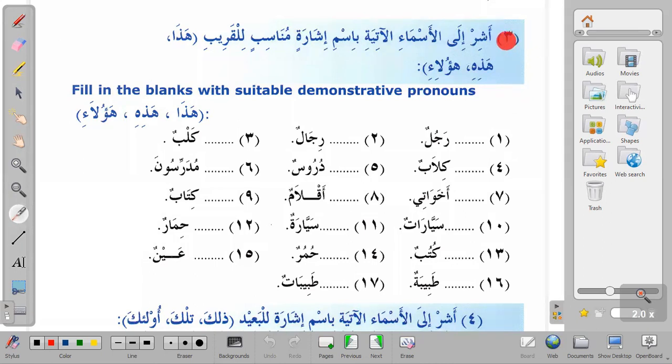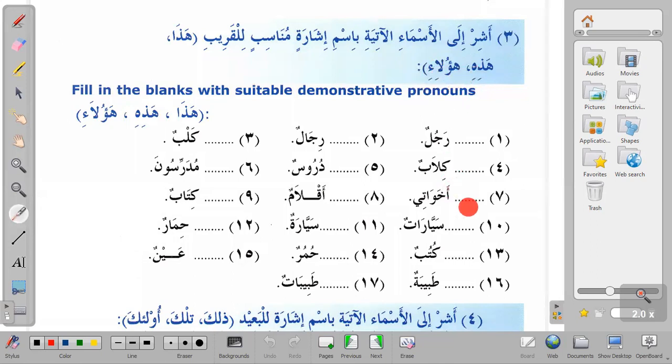And so we're looking at some examples and then some few exercises, and then we're going to exercise number 3. So this was where we stopped. So we are just continuing from where we stopped. Okay, so let's begin. أشر إلى الأسماء الآتية باسم إشارة مناسب للقريب. Okay, so we are going to use this Asma'ul Ishara in the brackets, as you can see here.